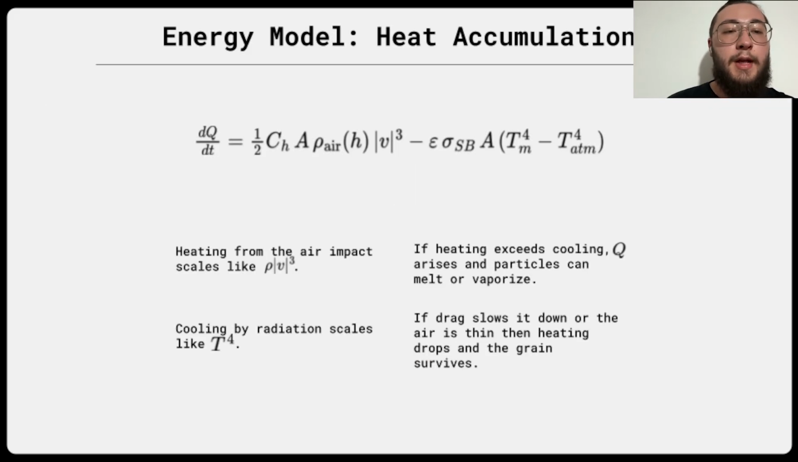The third equation in our system deals with energy. It shows the balance between heating by air friction and cooling by radiation. The first term on the left is scaled with air density and the cube of velocity, representing how kinetic energy from the air transfers to the particle. The second term on the right represents radiation losses, which is scaled with temperature to the fourth power. If heating dominates, the internal energy increases, and the particle may melt or vaporize. If cooling dominates, it remains intact.